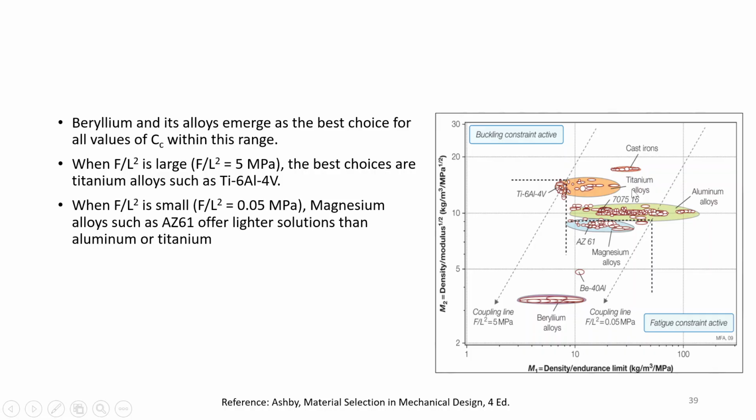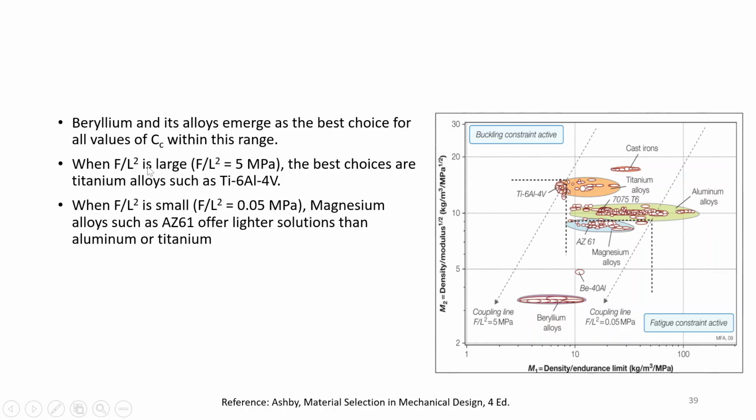Okay, so out of these coupling lines, if you go beyond this, you will have buckling in your material, and if you go beyond this, then you will have fatigue in your material. This is M1, density divided by endurance limit, and this part is density divided by modulus to the power half. In this particular region you have beryllium and its alloys, which emerge as the best choice for all values of the coupling constant within this range.